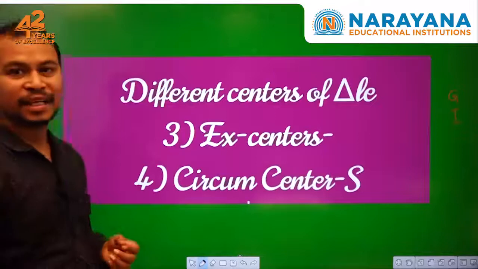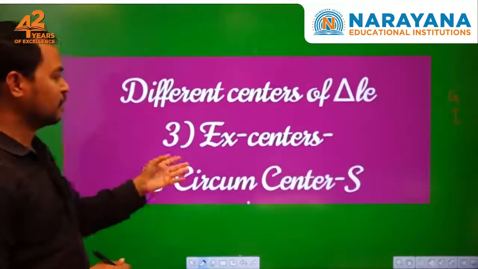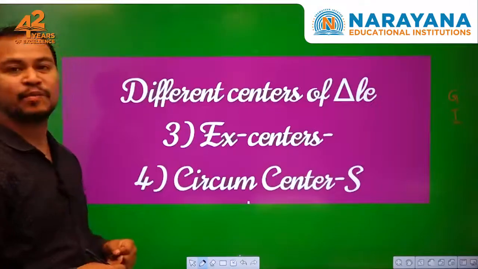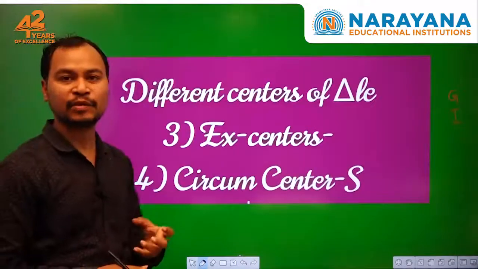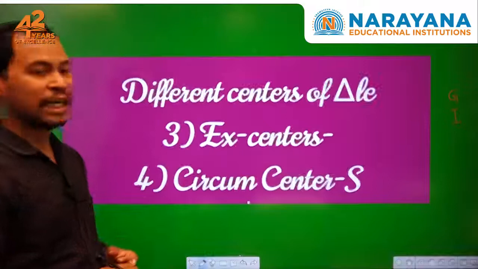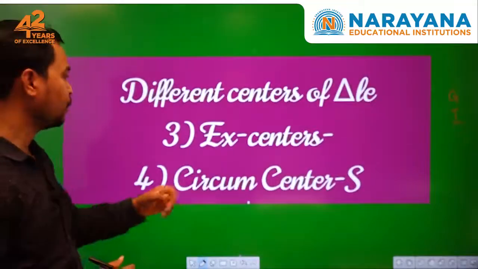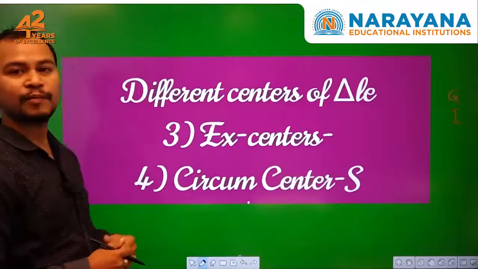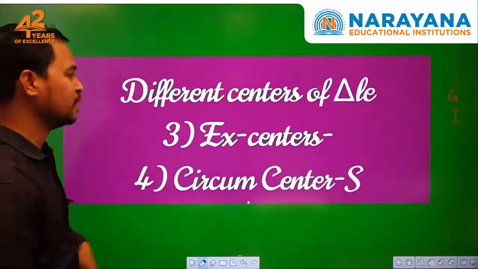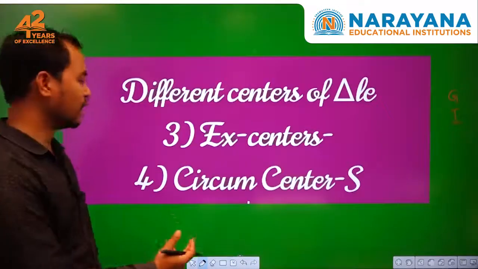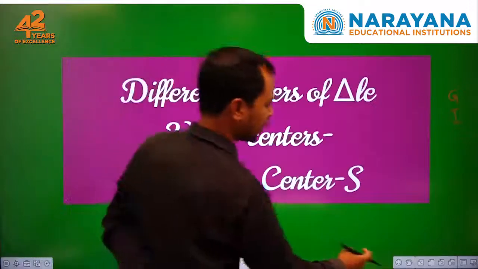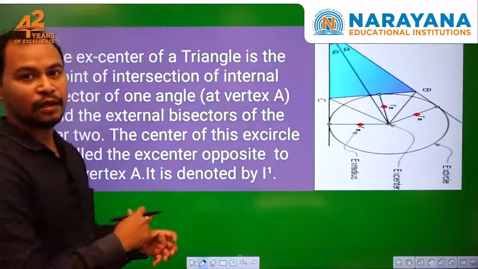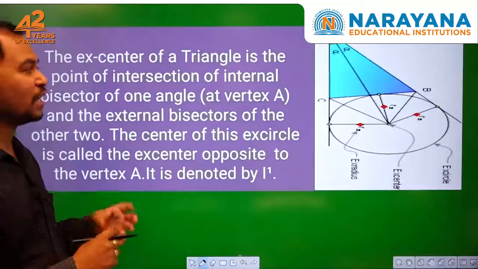So in this class let us discuss the two centers, excenter of a triangle and circumcenter of a triangle. In the previous class we discussed centroid of a triangle and incenter of a triangle. So in this class, excenters of a triangle and circumcenter of a triangle I am going to explain. So what are the excenters of a triangle, circumcenter of a triangle? First see the excenter of a triangle. Already we know the incenter of a triangle is denoted with I.